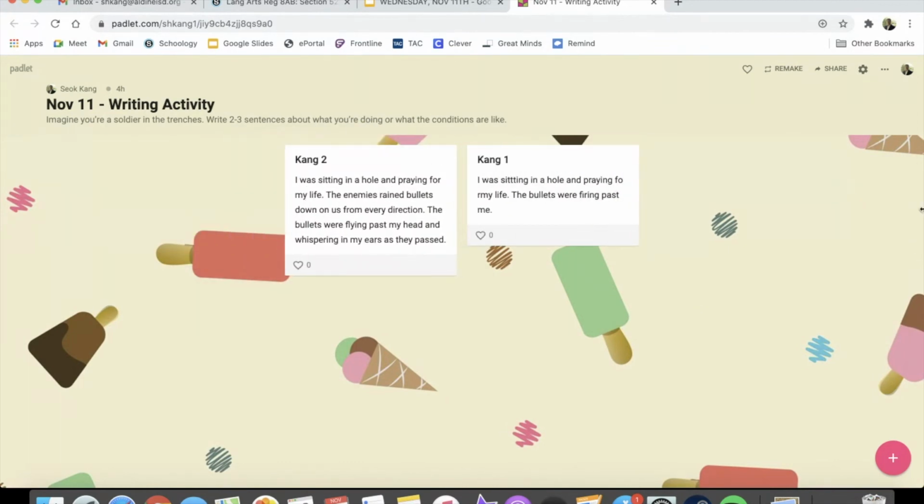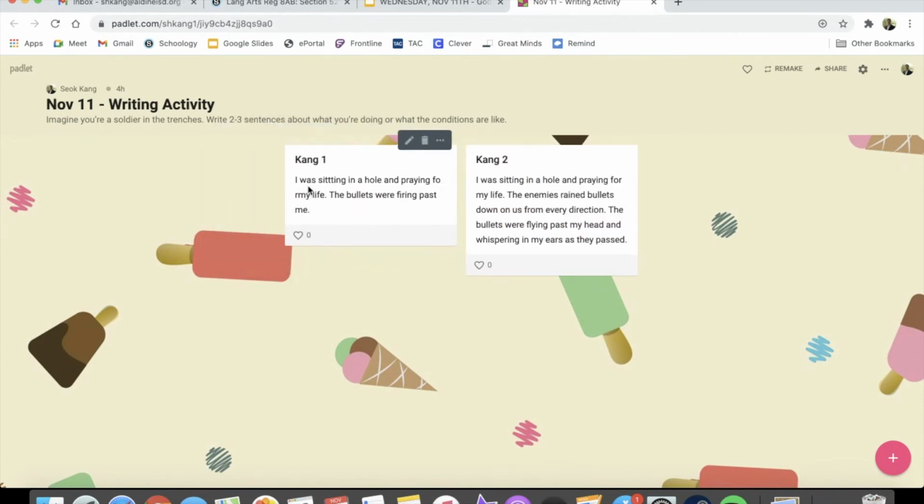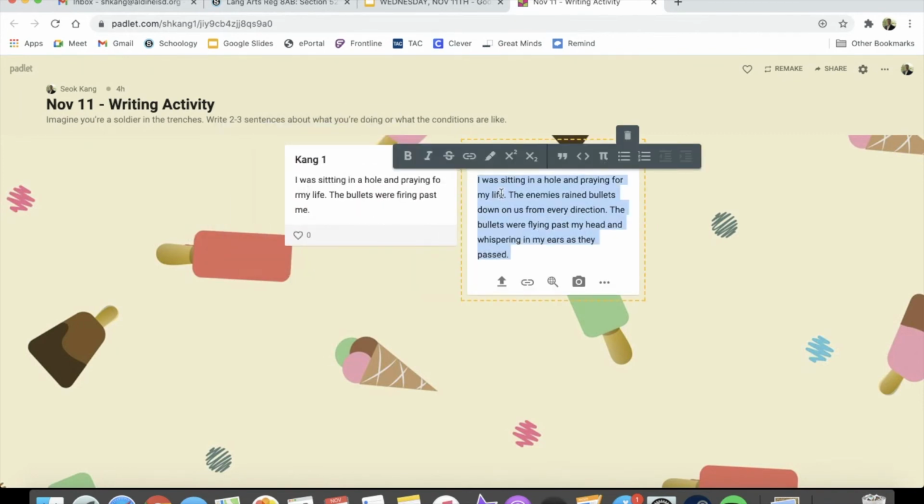I said the enemies rained bullets down on us from every direction. The bullets were flying past my head and whispering in my ears as they passed. So I'm appealing to your senses of sight and hearing, right? The reader should now be able to imagine a bullet flying so close to my head that you can hear it pass, right?